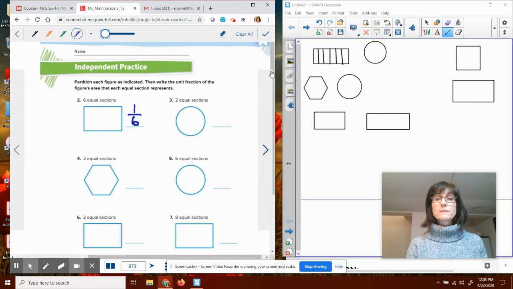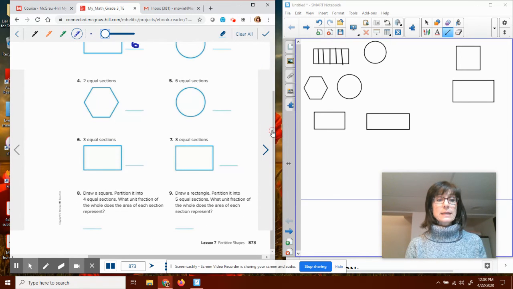Each of these sections is 1/6. Go ahead and finish the independent practice. I don't believe any of it will stump you. Just make sure to use a pencil. Try to keep your sections equal when you're dividing them. Down below it says draw a square, partition it into 4 equal sections. So you're drawing your own square here, and here you're going to draw your own rectangle. Let's go to problem solving.